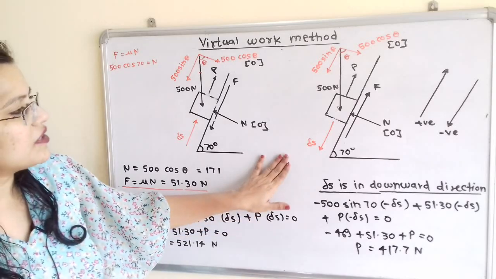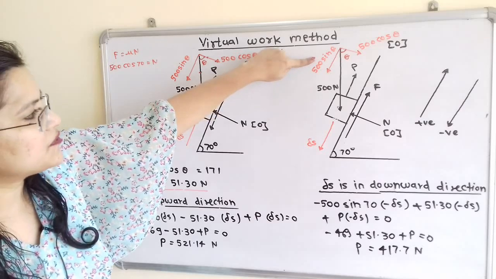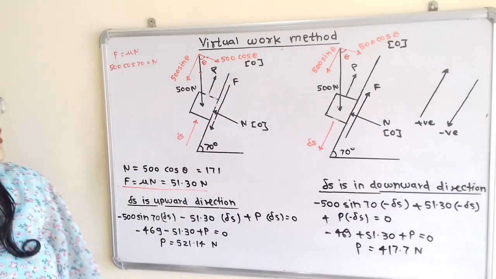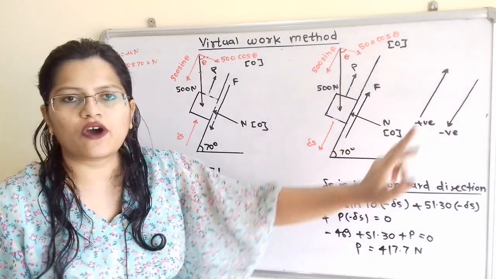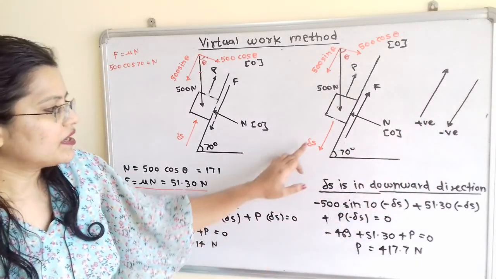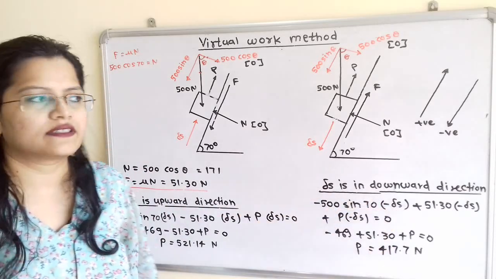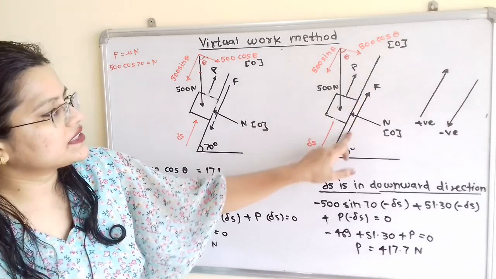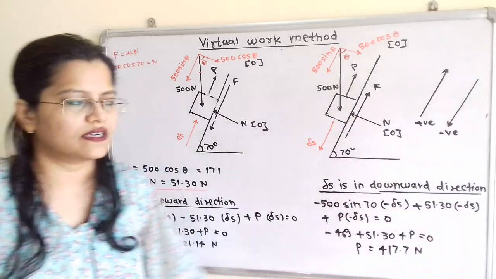the block. Now we will move to the second case when delta S is in the downward direction. Now in this case also we will take force multiplied by displacement. So first this force 500 sine theta, that is 500 sine 70. So direction is downward, so take minus 500 sine 70 into delta S. Direction is downward, so minus delta S. Then F is in the upward direction, so plus 51.30 into minus delta S.